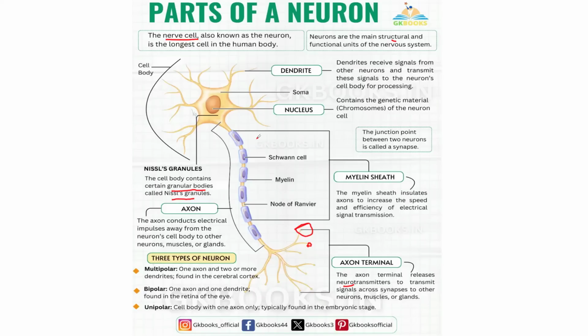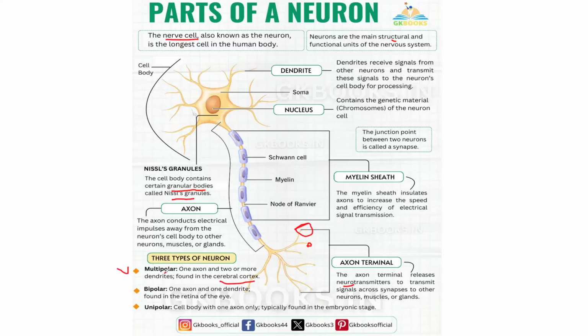axon and dendrite. So we start with multipolar. Multipolar is the first type of neuron, which contains 1 axon and 2 or more dendrites. So you see, the multipolar contains only 1 axon with 2 or more dendrites. It can be 3, it can be 4, it can be 5, it can be 6. So it usually starts from 2. So the dendrites start from 2 with only 1 axon in the case of a multipolar neuron. The multipolar neurons are usually found in the cerebral cortex.